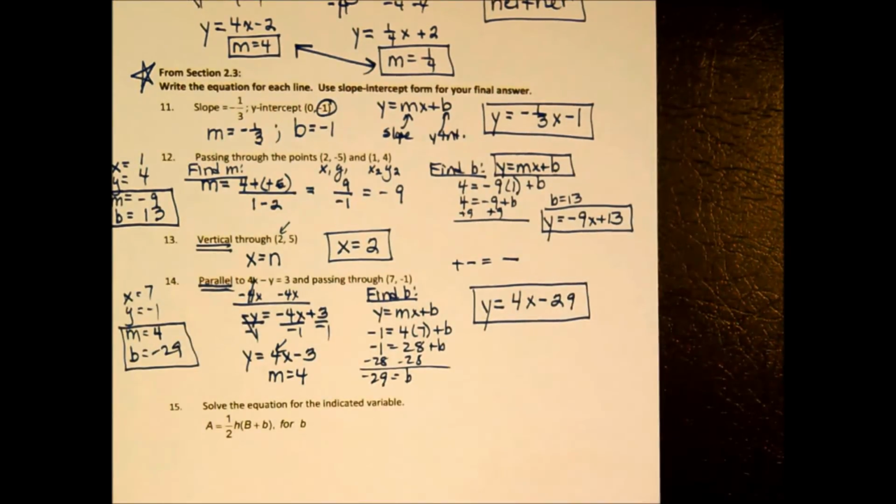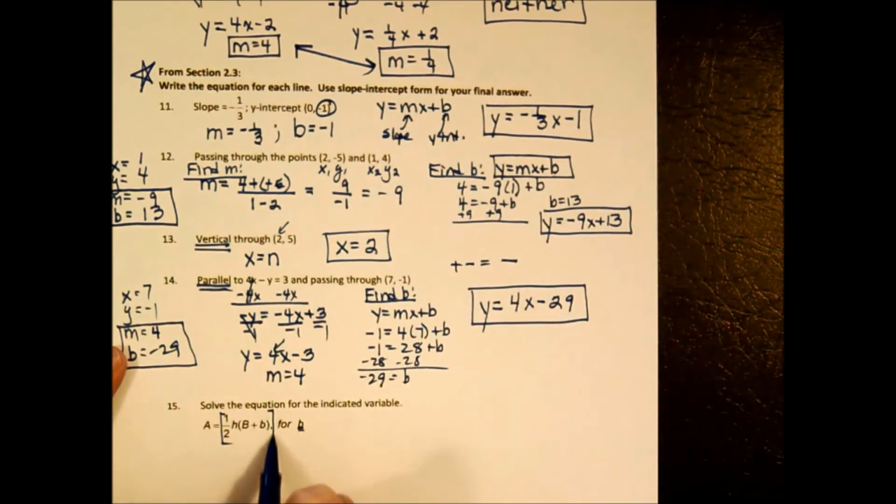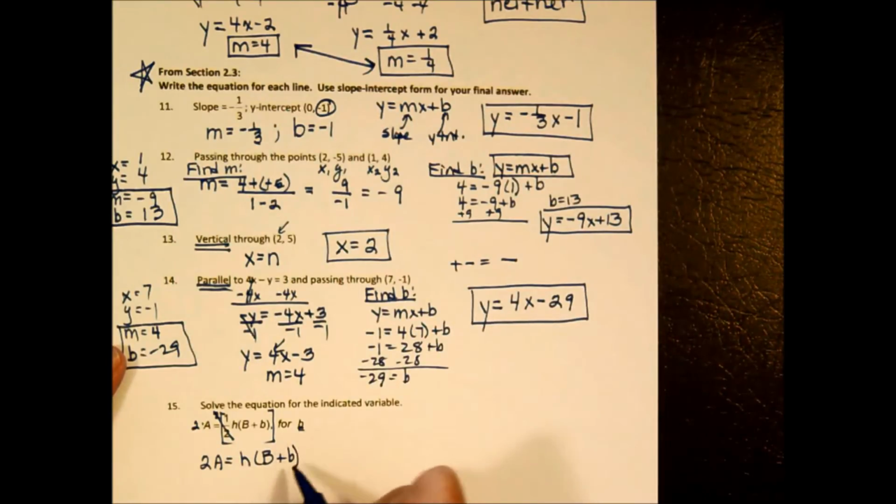All right, the last one on this page is a literal equation, and we are to solve for b, which means we need to rearrange. Because I have a denominator, the first thing you want to do is multiply both sides by the LCD, which is just 2 in this case. That gives me 2a equals, the 2's cancel, h times big B plus little b. Now the letter that I'm looking for is in parentheses. I need to get it out, so I'm going to distribute. So 2a equals h big B plus h little b.